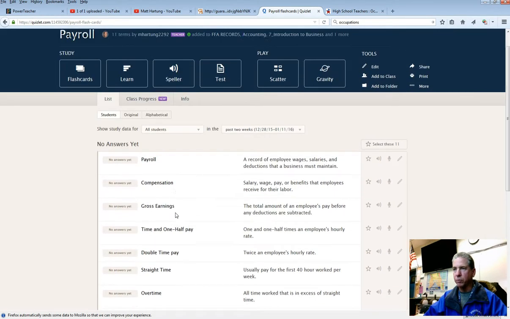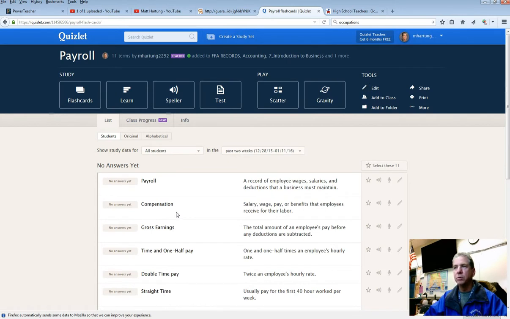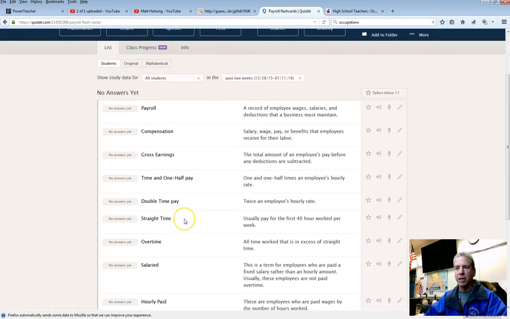There are a total of 11 terms. You want to spend some time learning those before you move on, because once we start doing the activity, you'll be expected to know what these mean so that you can do the calculations. So go ahead and pause the video, spend some time in Quizlet, and then come back here and open up Excel, and we will create a new workbook.